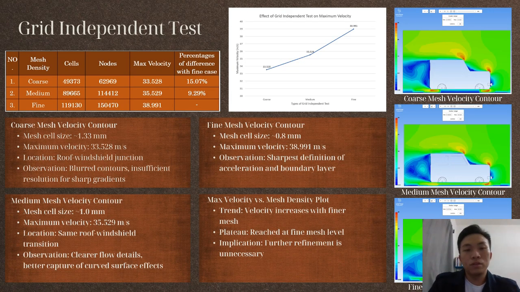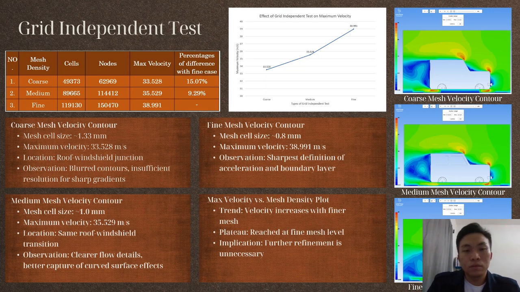The second velocity distribution is presented using a medium mesh with a cell size of 1 mm. The maximum velocity increased to 35.529 meters per second, located at the same place. The flow details are clearer than the coarse mesh, especially around curved surfaces, demonstrating improved resolution and a better capture of the flow acceleration.